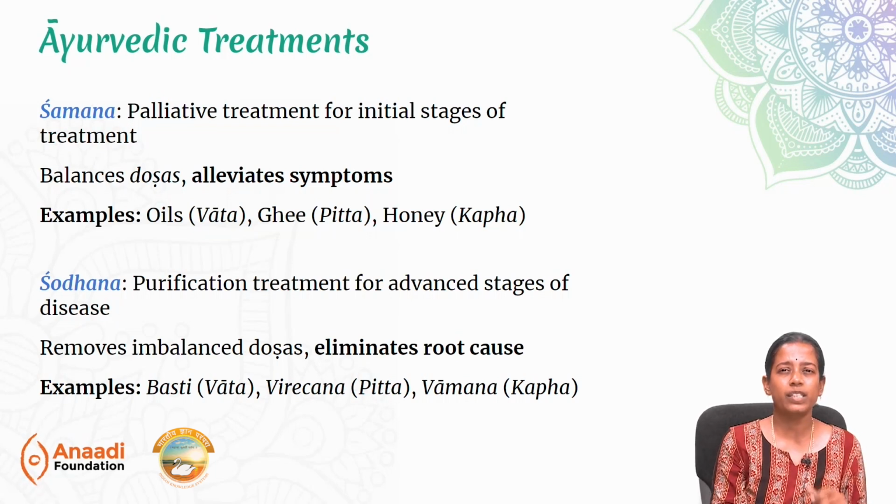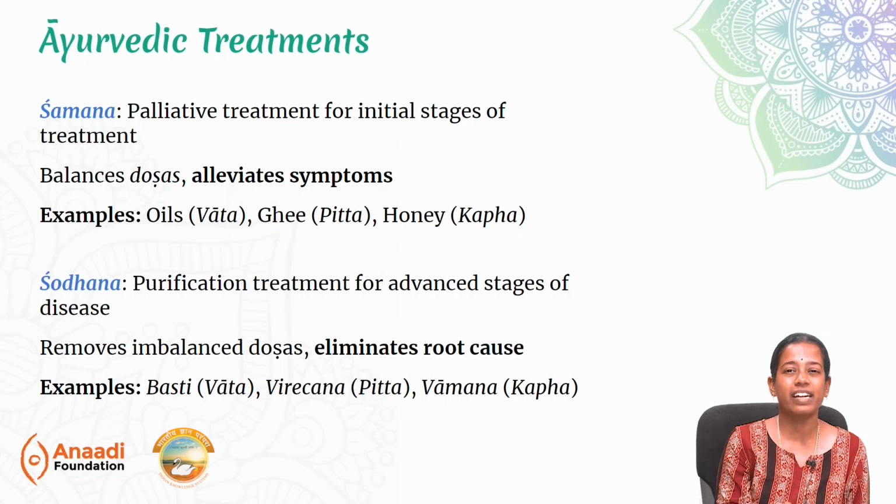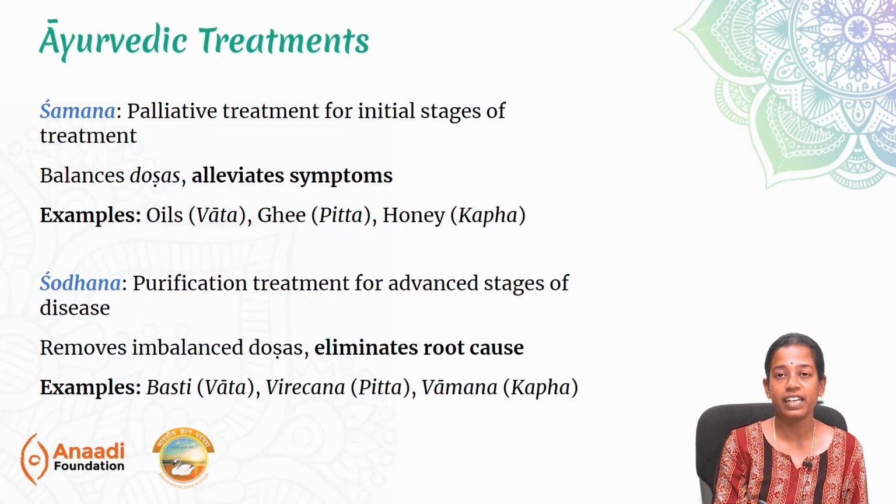In Shamana, it's more to do with identifying the symptoms and trying to treat the symptoms alone. It alleviates the symptomatical disorder alone. It doesn't address the root cause. So it's a palliative treatment and it is usually done during the initial stages of the treatment. For example, the focus will be on balancing the dosha alone. Some examples include applying oil when there is a vata imbalance, consuming ghee and similar preparations when there is a pitta imbalance. Similarly, if there is a kapha imbalance, you will be advised to have a bit of honey.